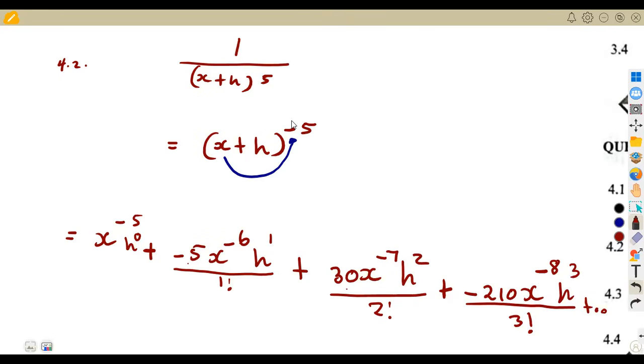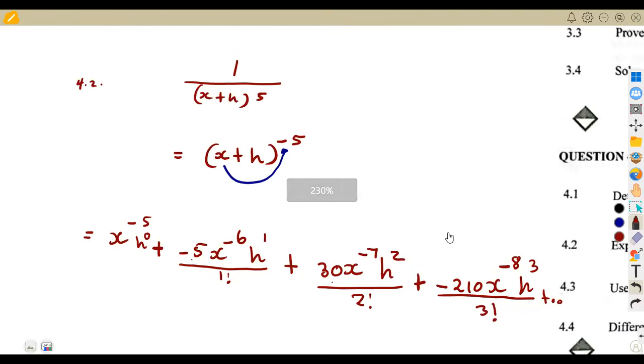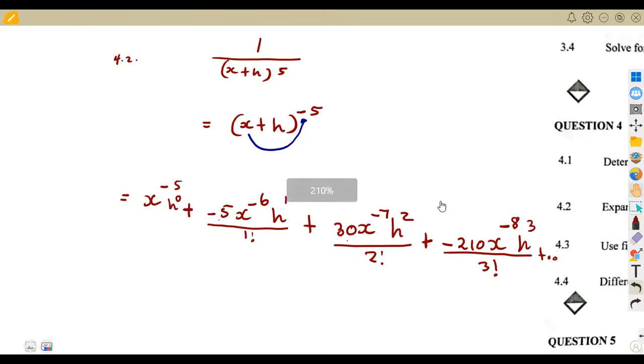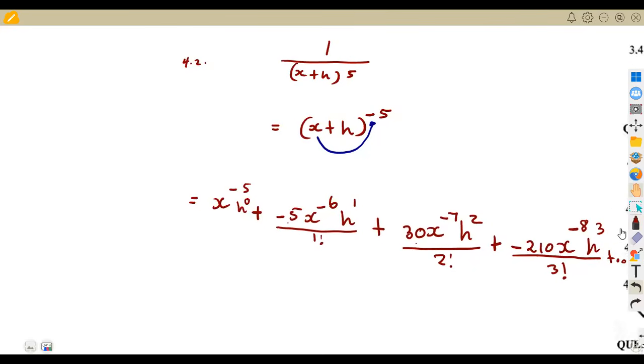I talked about this. It is going to continue and so on and so on. So mostly you simplify up to 4 terms like this, so that we can simplify everything properly. So remember, here we just need our calculators. So x to the exponent of -5, h to the exponent of 0 is 1. So this is just going to be 1 over x to the exponent of 5.